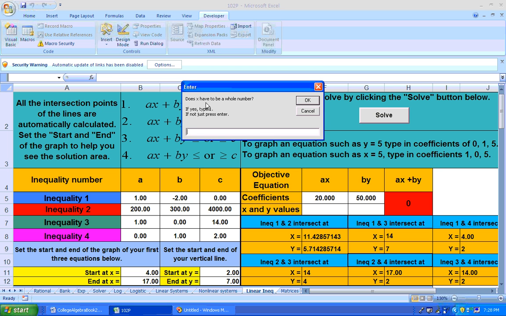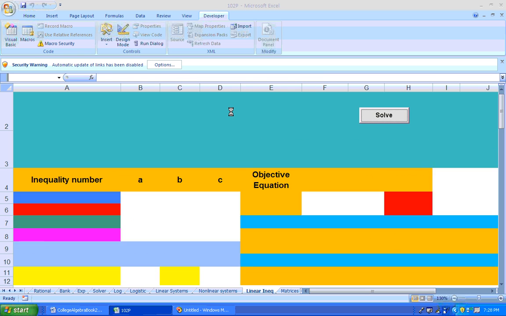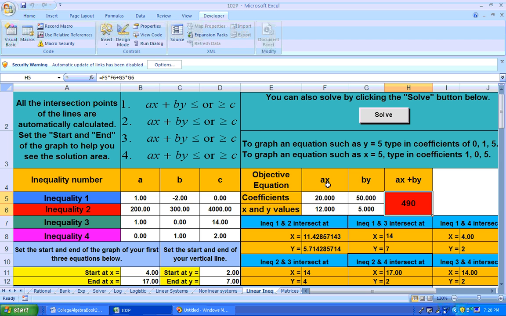Now, does it have to be a whole number? Yeah, these have to be whole numbers. So type 1, and also your Y has to be a whole number. It's the number of DVD players. They have to be whole numbers. So type 1, and it works it out here, 12.5, and it gets it. And we'll come back with the next example on the next video.